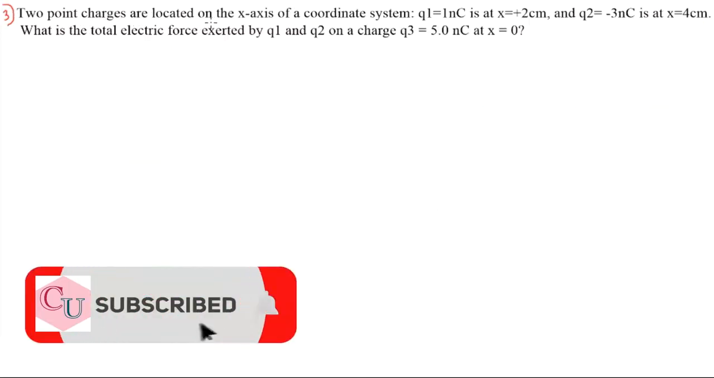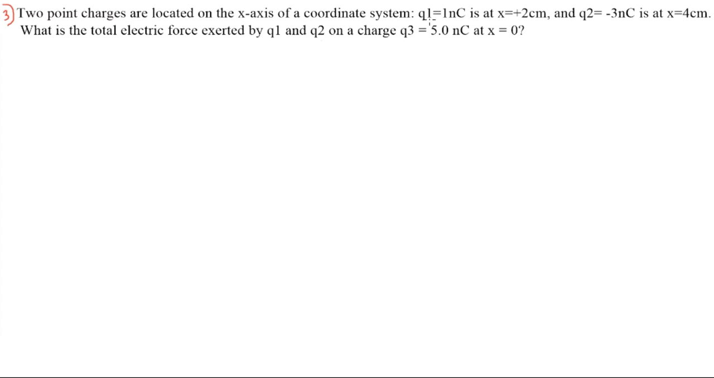2 point charges are located on the x-axis of a coordinate system. Now let's say this is the x-axis of the particular coordinate system. The question says q1 is at x equal to plus 2 centimeter. So let's say this is 0 and then this is 2 centimeter. That means I need to put q1 right here, and of course q1 is positively charged. The sign of the charge is always very, very important.